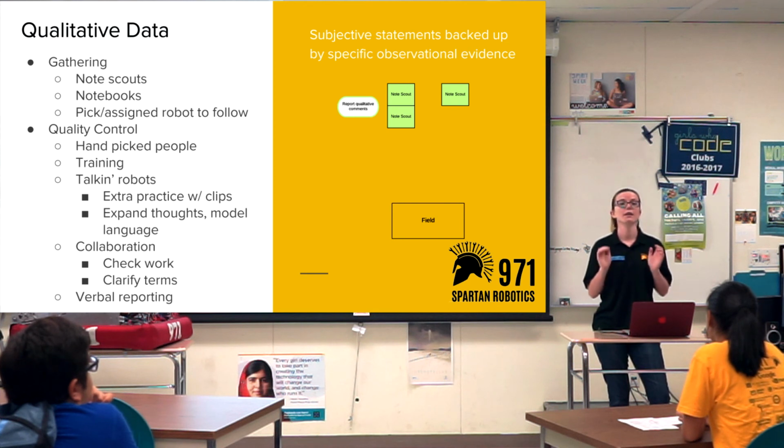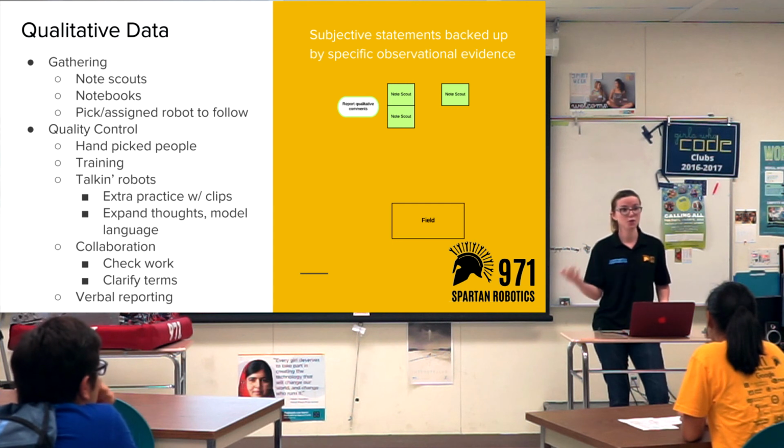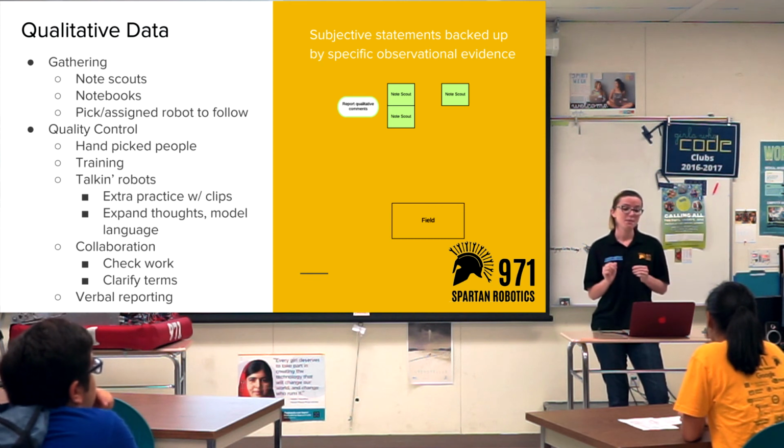I cannot overemphasize how important just talking robots is for training scouts. You want to put up clips of driving and ask people for comments. Be like, hey, what did you think of robot XYZ's driving? And you want to expand their thoughts and model the kind of language you want them to be using as note scouts. And that language is subjective statements backed up by specific observational evidence.